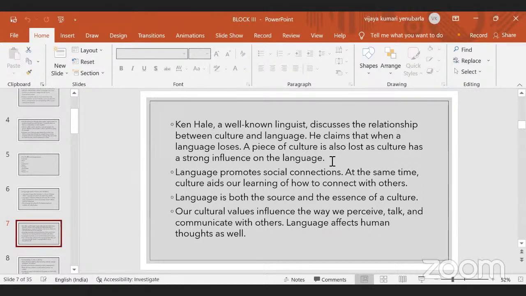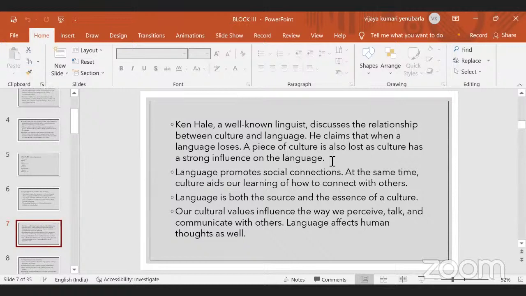Cultural loss is a term. What do you mean by cultural loss? It is the loss of the culture of a particular group. Okay, so language promotes social connections. It is an important point. Language promotes social connections, obviously. At the same time, culture aids our learning of how to connect with others.